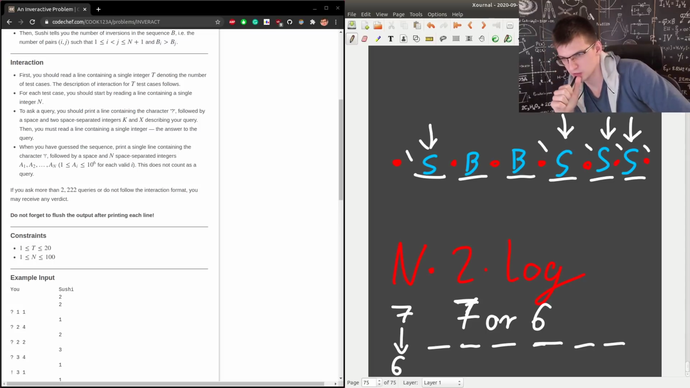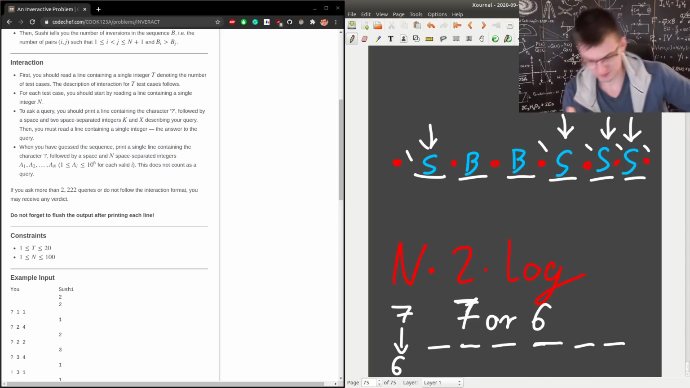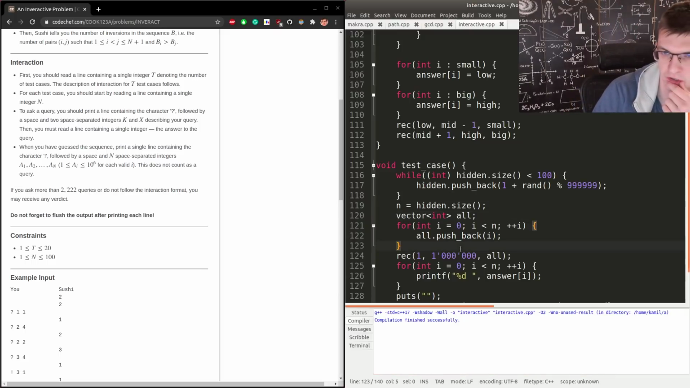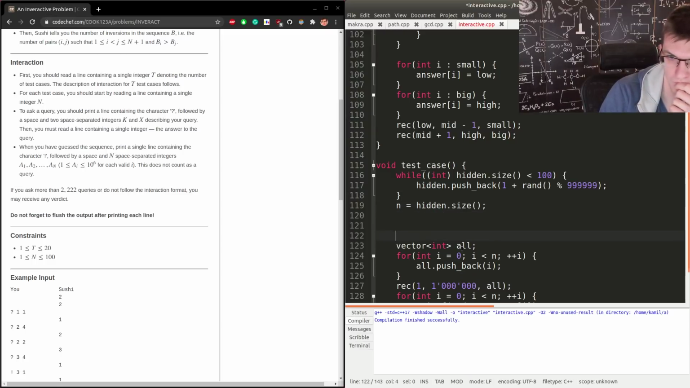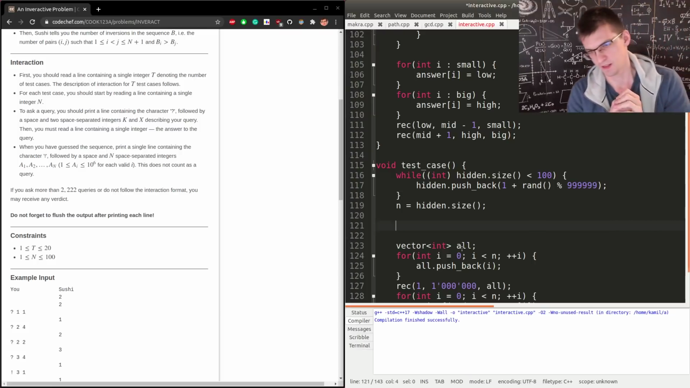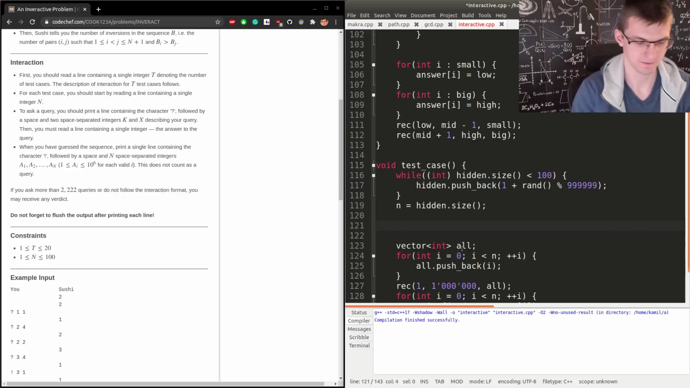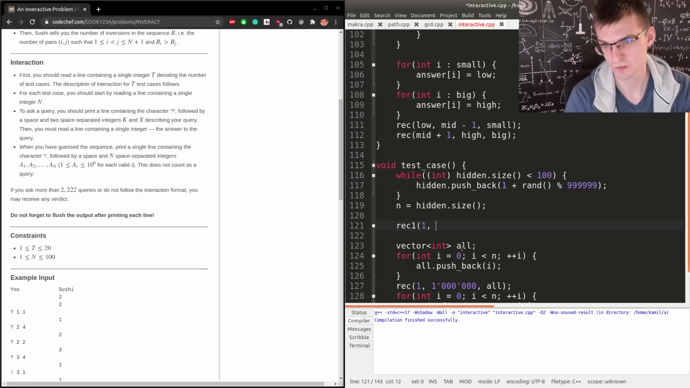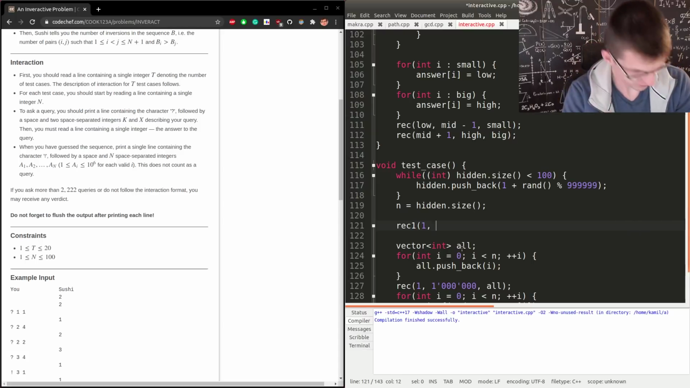How much time would it take? See n log, I see n plus log. It's tricky to implement. Before going recursively, here, let's find a set of existing values. Let's call it recursion 1. From 1 to million.